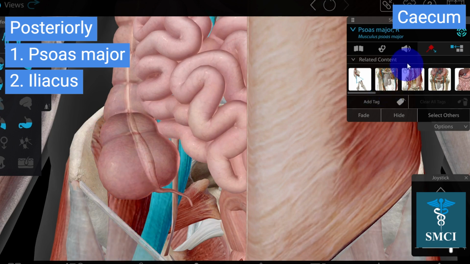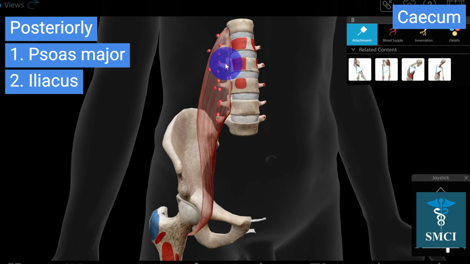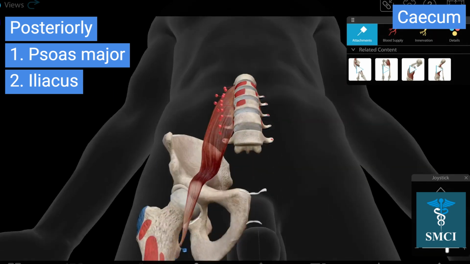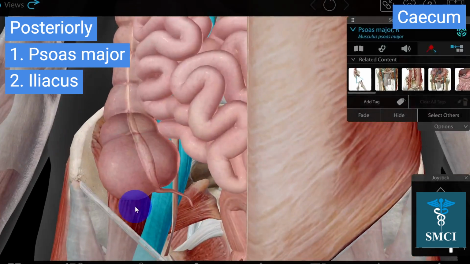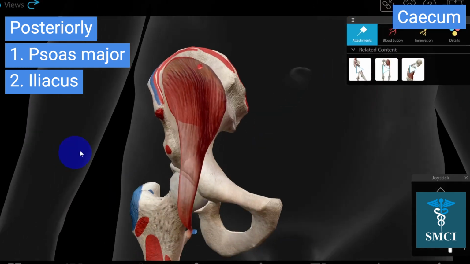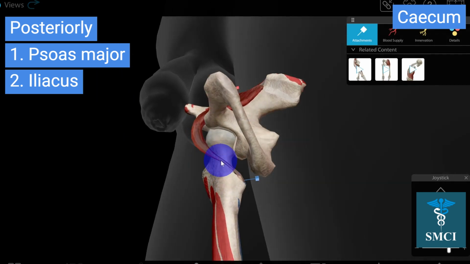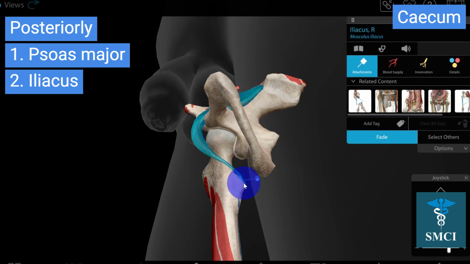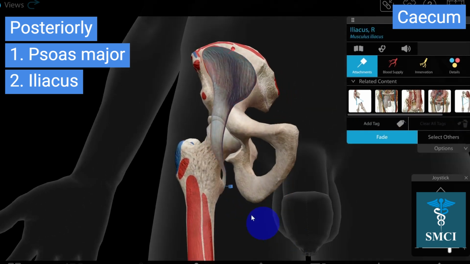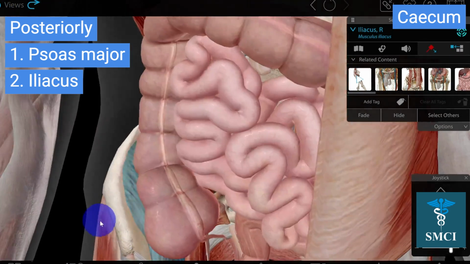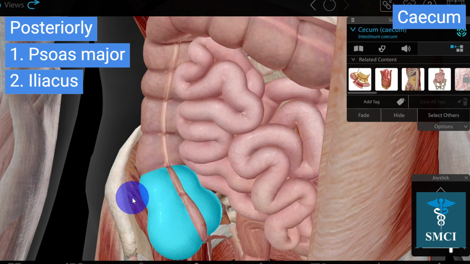Let's discuss these muscles a little bit. The psoas major muscle originates from the vertebrae, passes through the iliac fossa and reaches the lesser trochanter, inserting on the lesser trochanter of the femur. Now the iliacus originates from the iliac fossa, passes anterior to the hip joint and also inserts along with the psoas major on the lesser trochanter of the femur. Now we know that the cecum is posteriorly related to the psoas major and the iliacus muscle.